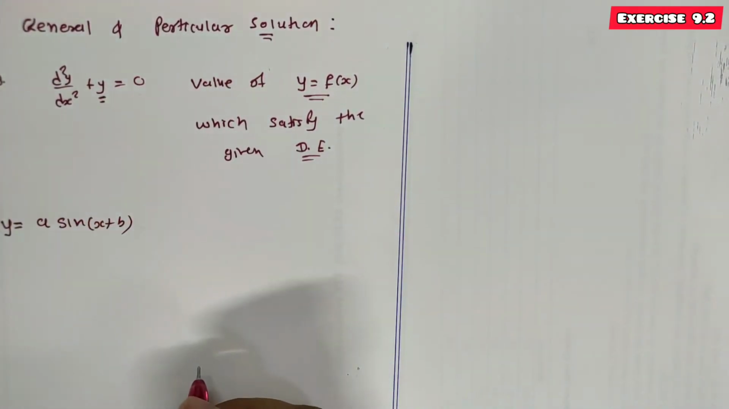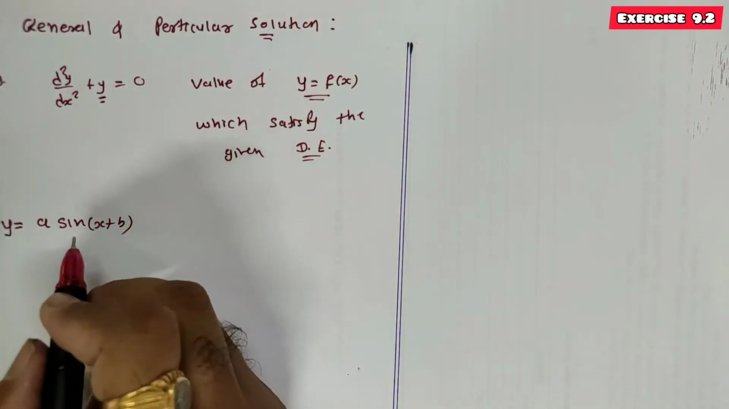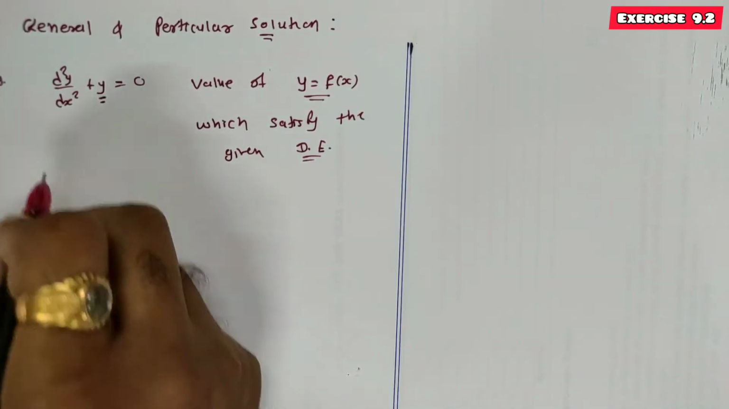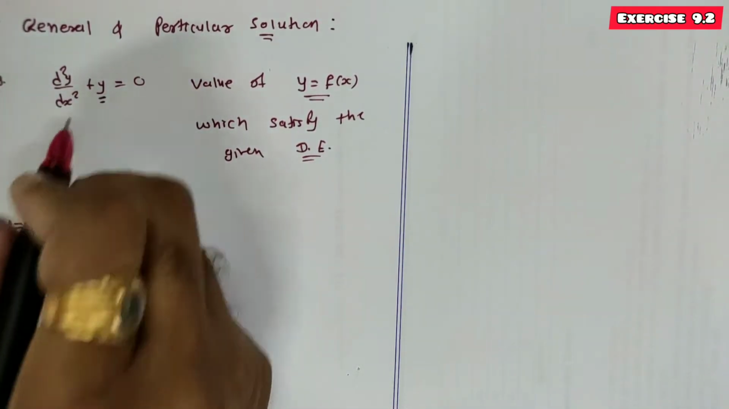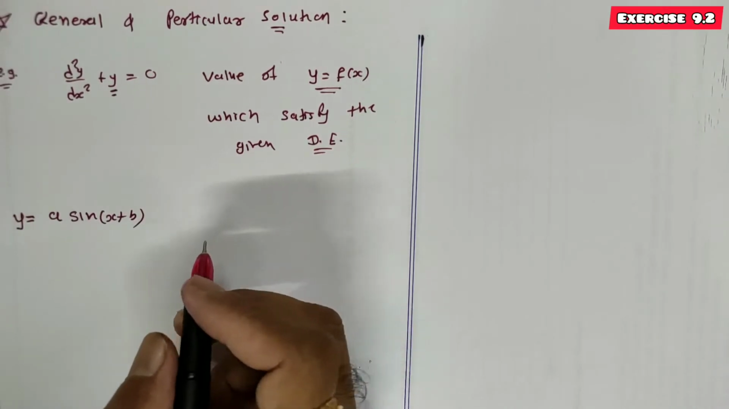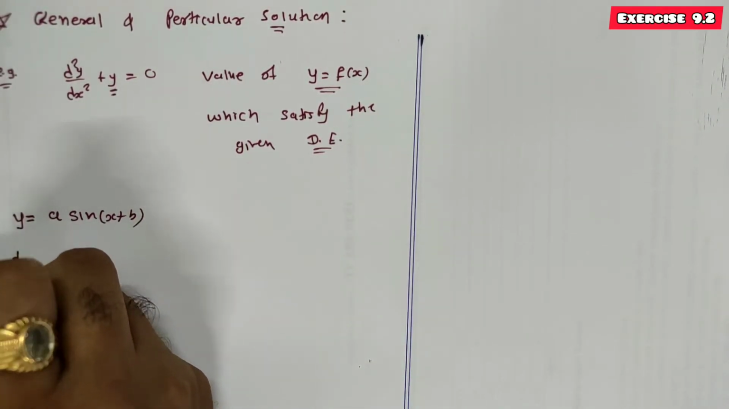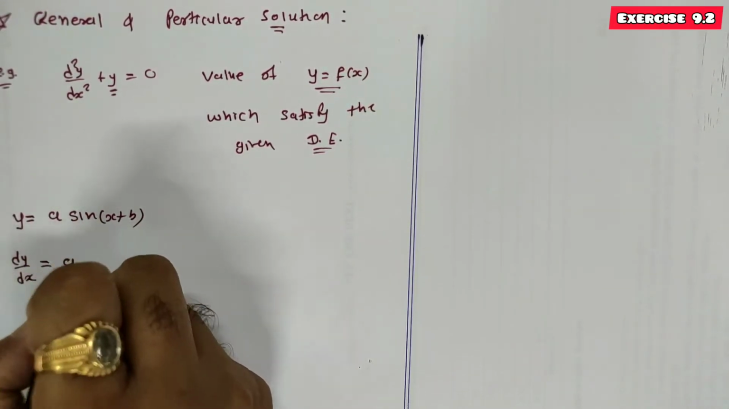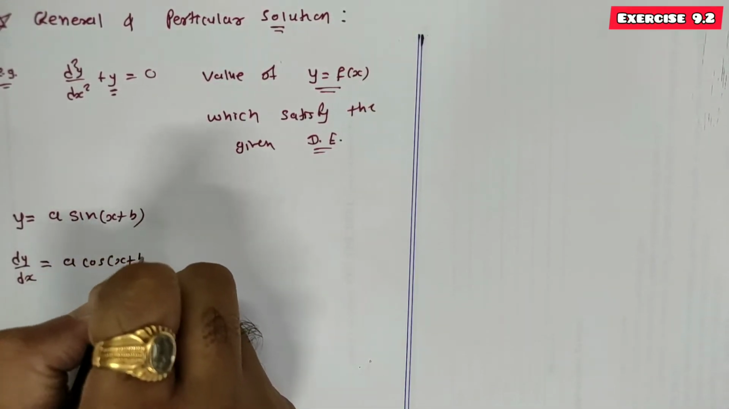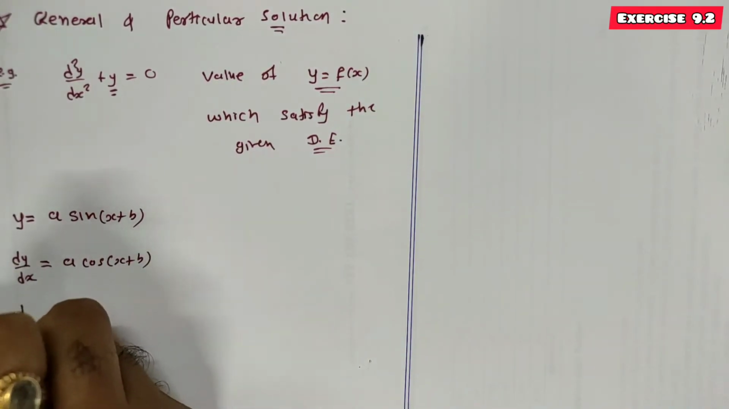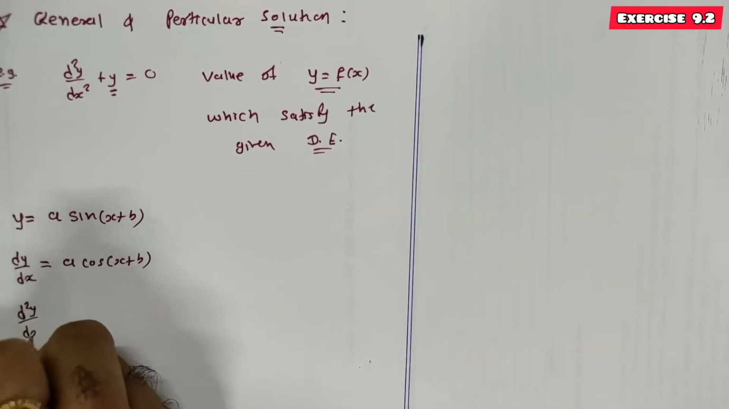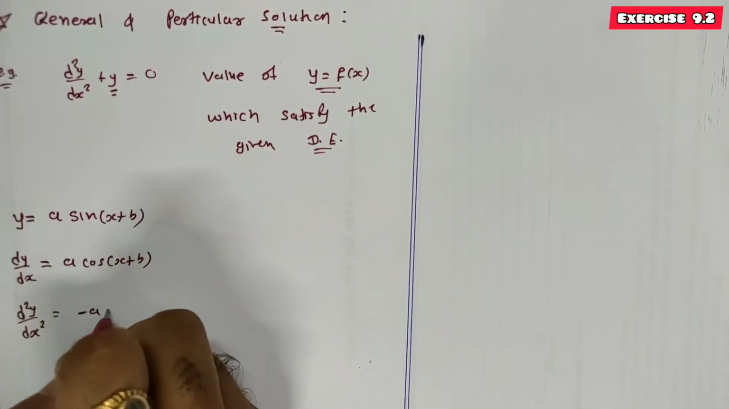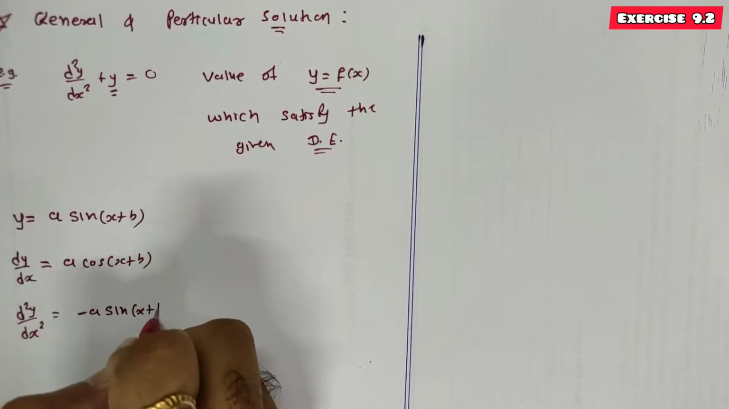Suppose our y is a sine x plus b. First we have to check whether this value of y is the solution of the given differential equation. For that we have to put the value of y as well as the second order derivative of y in this equation. So dy by dx, the first order derivative, is a cos x plus b. Again differentiating with respect to x, d square y upon dx square will be minus a sine x plus b.